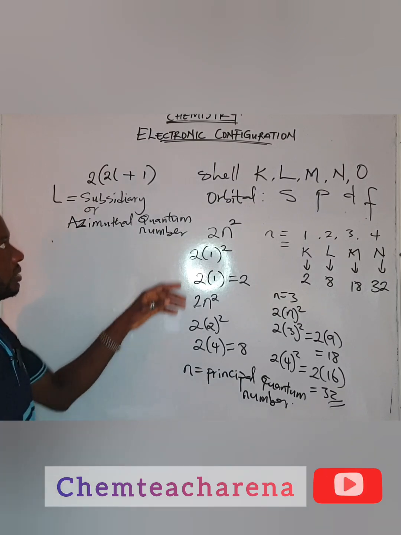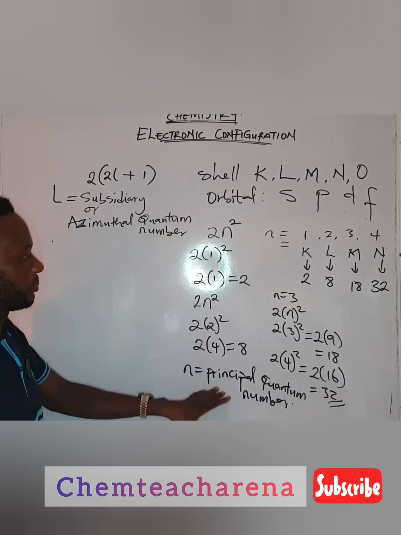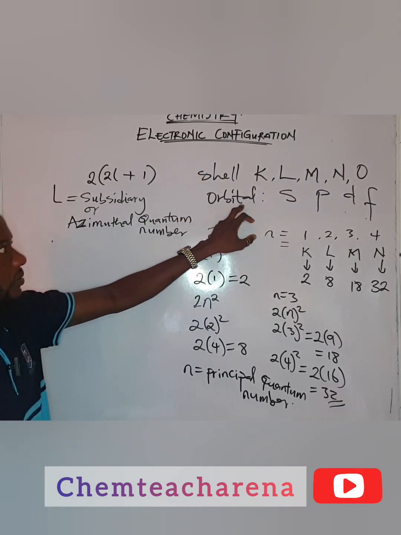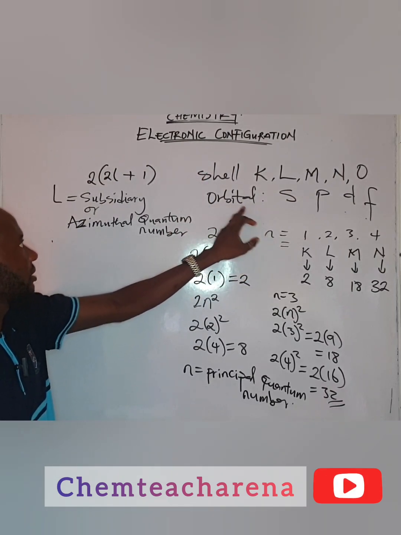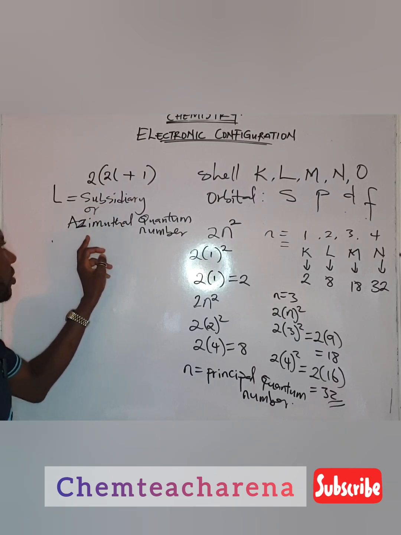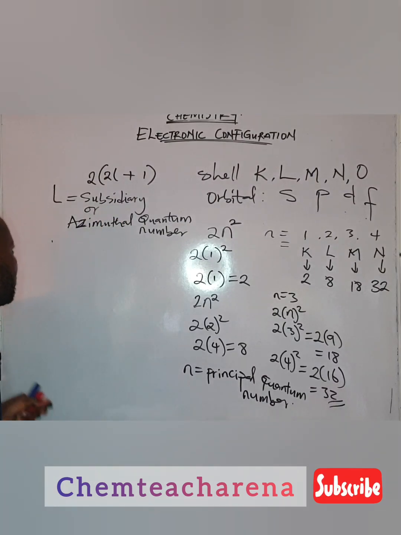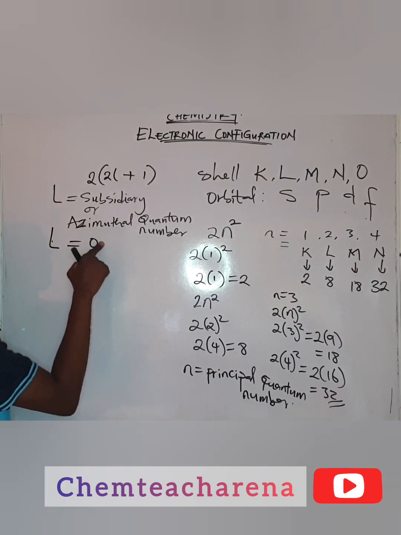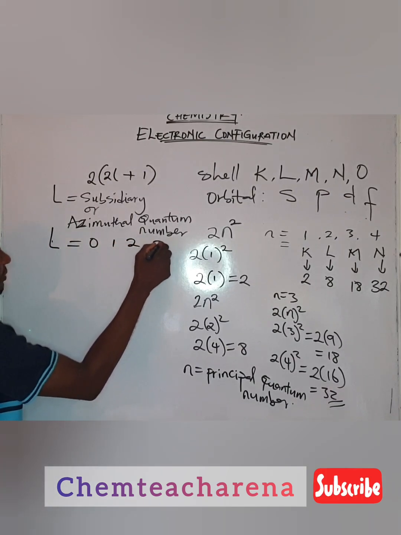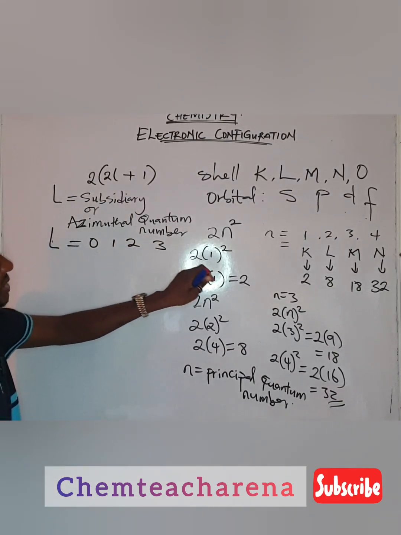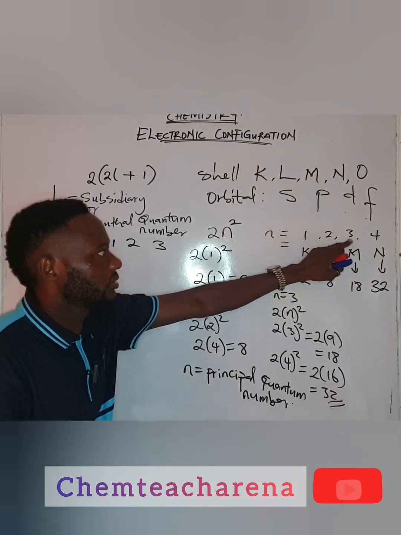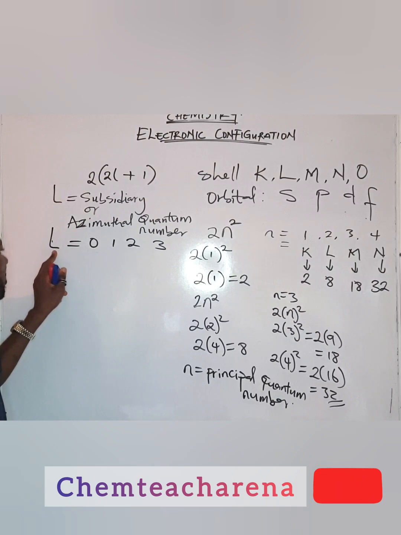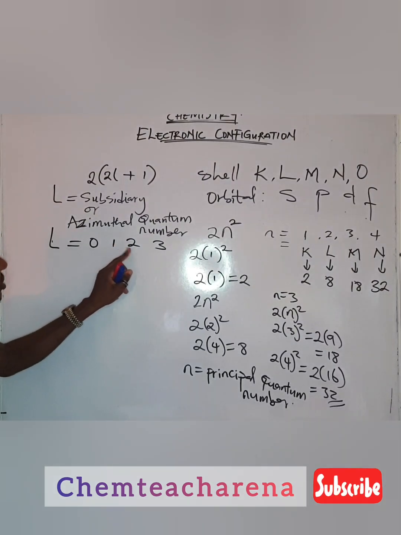For the K shell, we are using the principal quantum number, which is the n here. For the orbital, we are using the subsidiary or azimuthal quantum number, where l stands for 0, 1, 2, and 3. So n is 1, 2, 3, 4, which is K, L, M, N, but l is 0, 1, 2, 3.